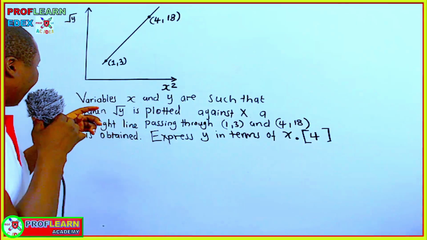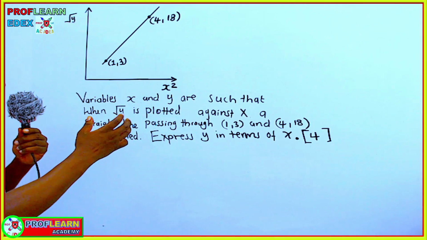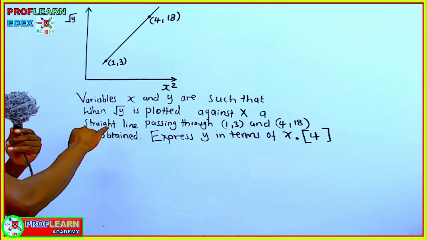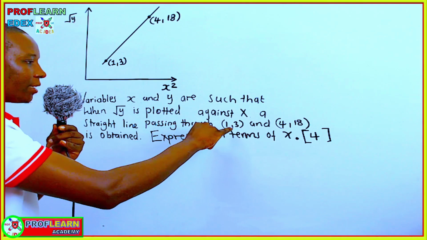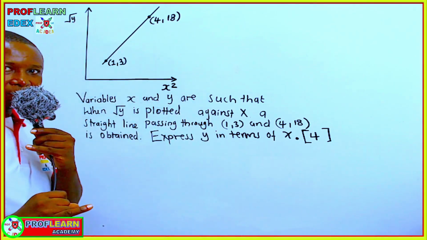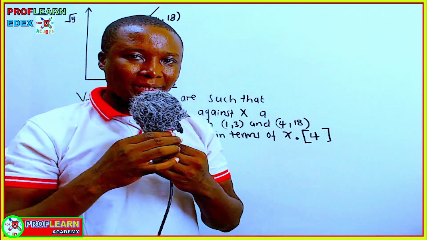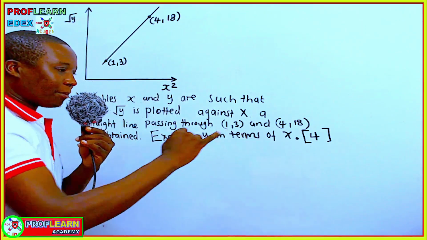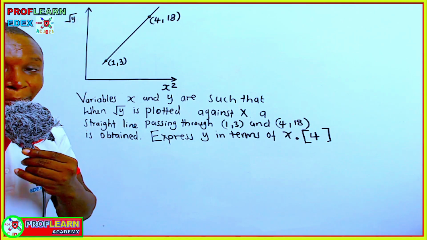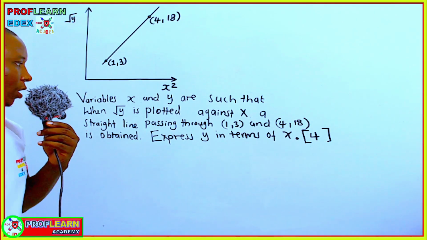You are told that variables x and y are such that when root y is plotted against root x, a straight line passing through (1, 3) and (4, 18) is obtained. In this question, you are supposed to express y in terms of x. What are you supposed to do given such a question? I'm going to take you through easy steps you can use.